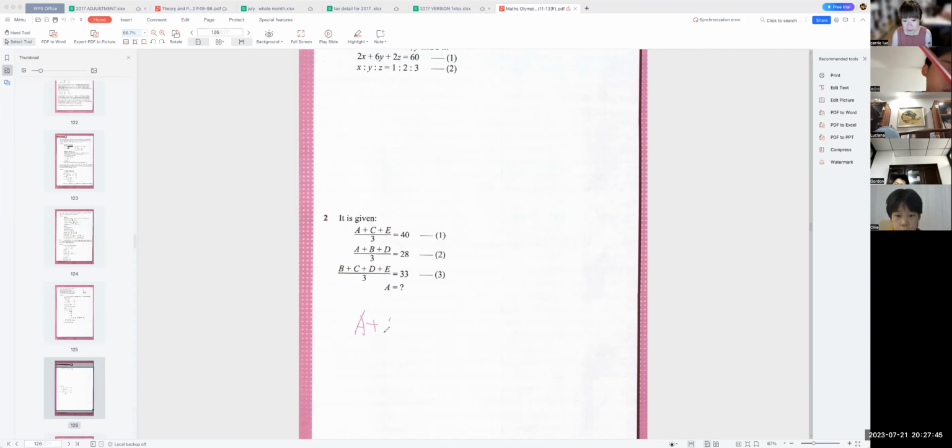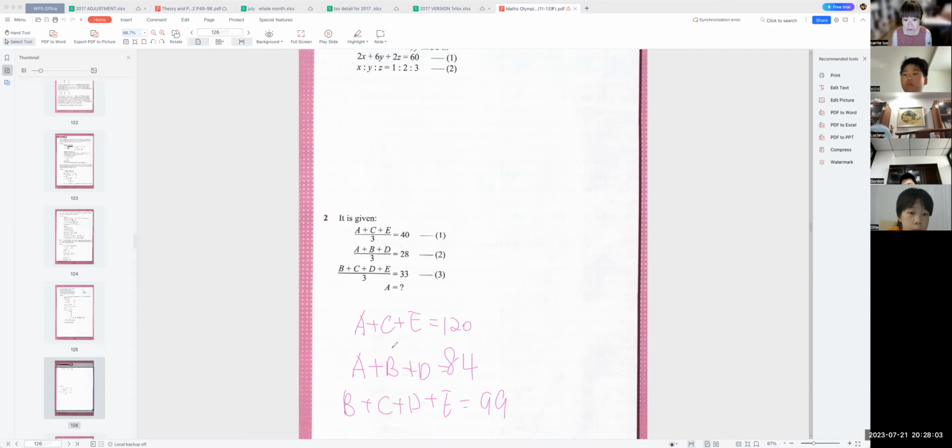So I have A + C + E equals 120, and A + B + D equals 84. And we have B + C + D + E equals 99. Does everybody understand so far? You're clear. Okay, very good.